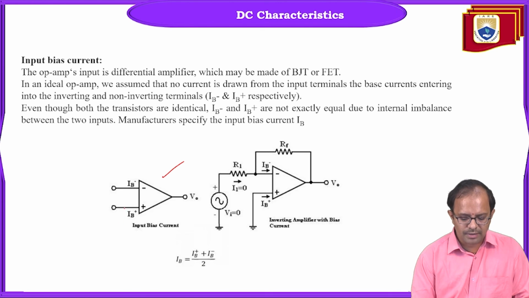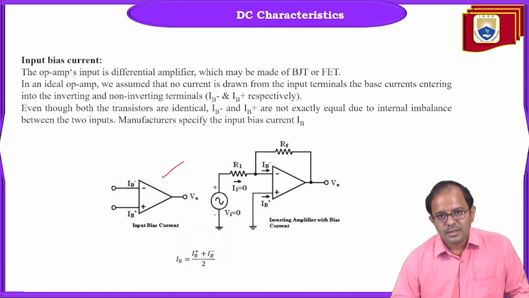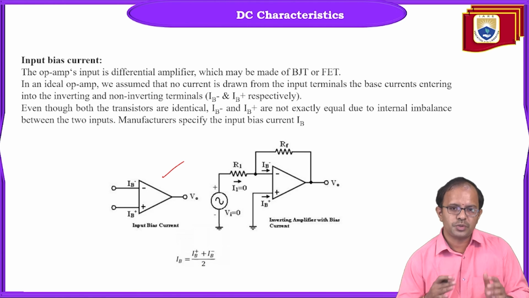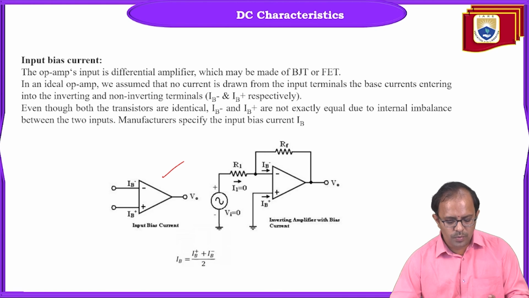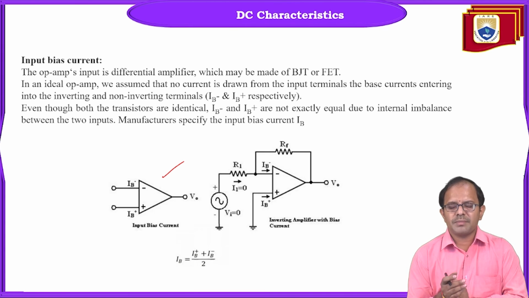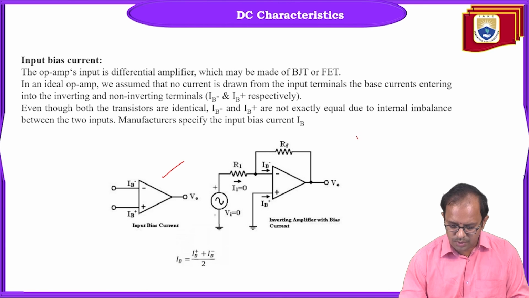Let us assume the currents available at the inverting terminal, IB minus, and the current available at the non-inverting terminal, IB plus, are the two biasing currents, right? Suppose we are using a BJT transistor in the input stage of the operational amplifier. Even though both the transistors are identical, here we are using a differential amplifier, which means a minimum of two transistors, let us say Q1 and Q2.